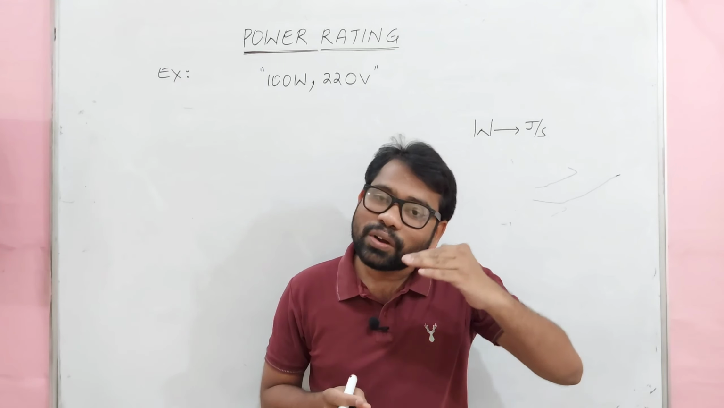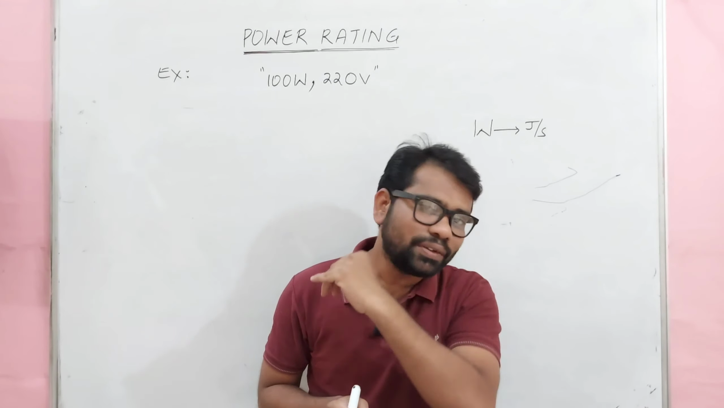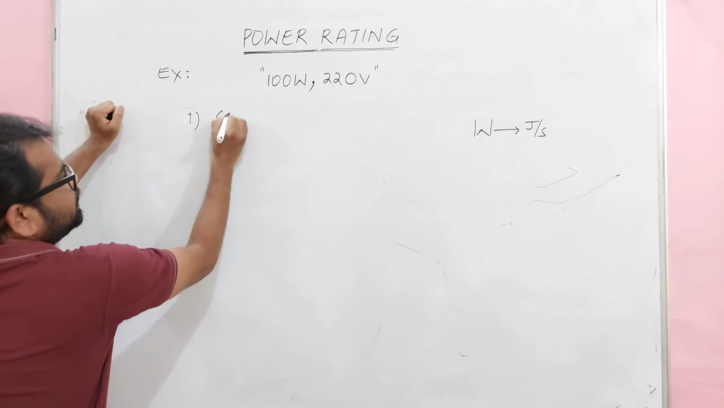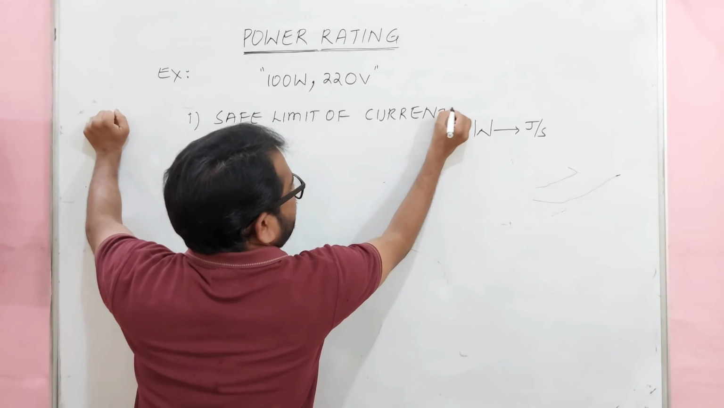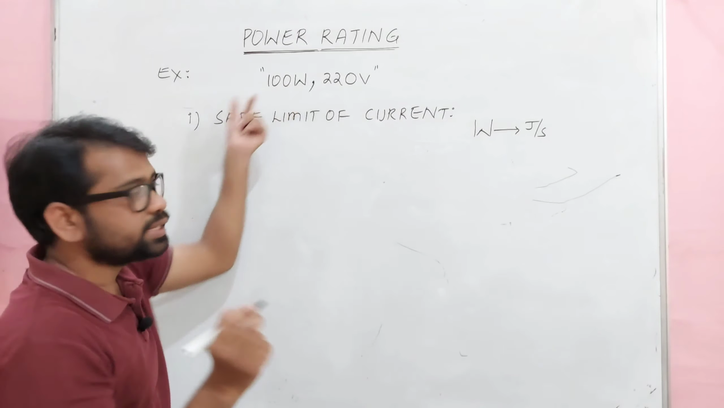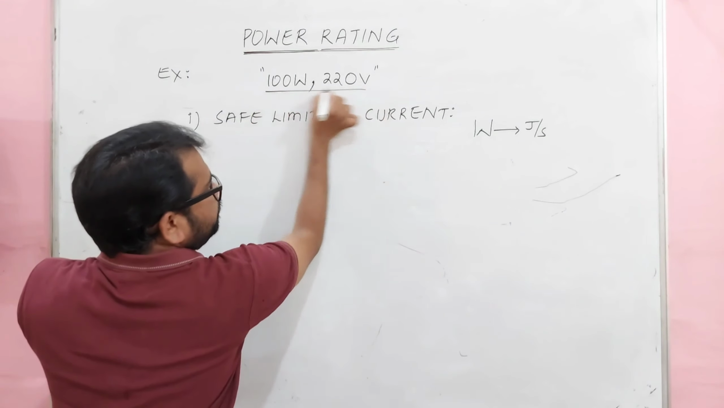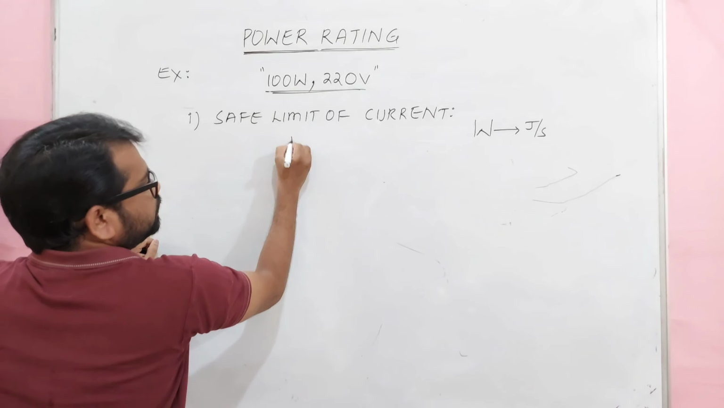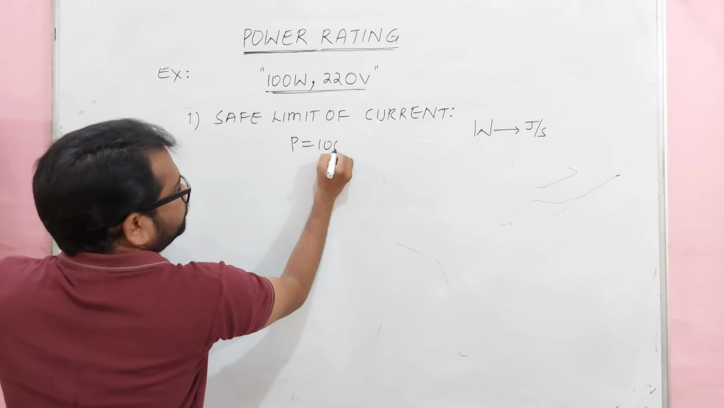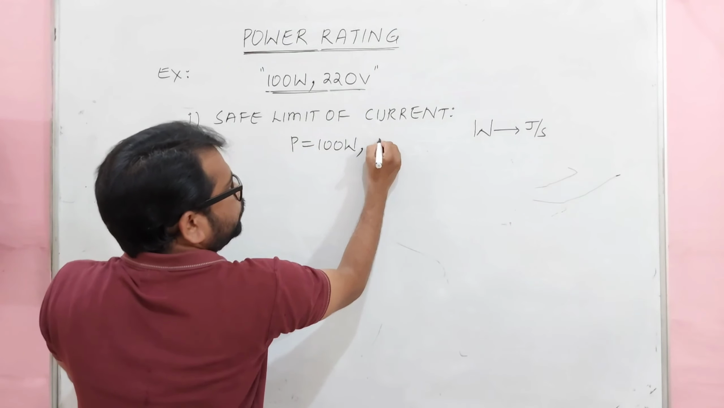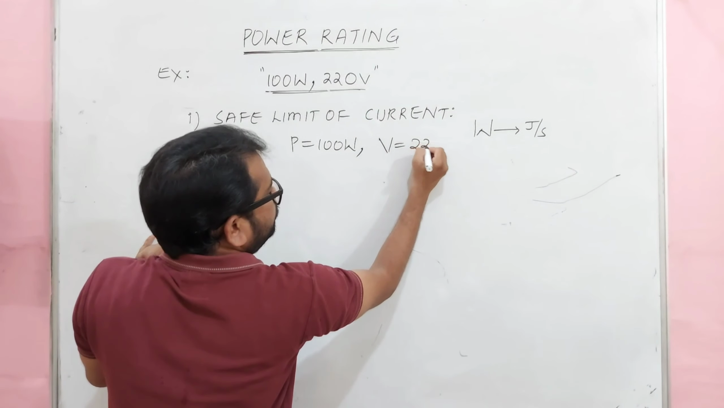Now let us see how we can calculate the safe limit of current. From the power rating, we can calculate the safe limit of current. Children, here 100 watt is the power given. For this particular bulb, we are trying to calculate the safe limit of current. The power is given as 100 watt, and the potential difference, 220 volts, is given.